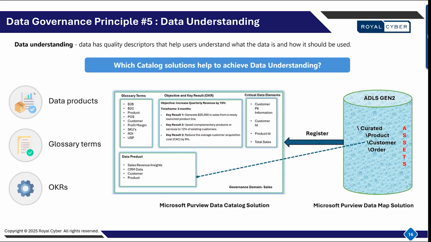The fifth principle is data understanding. Understanding data is just as important as having access to it. Without clear descriptions, definitions, and objectives, data can be misrepresented or underutilized. So, Microsoft Purview Catalog ensures that there is data understanding by structuring information into data products, glossary terms, and OKRs, or objectives and key results.